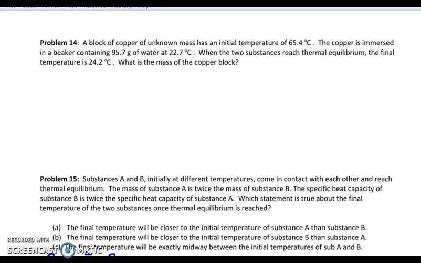Okay, problem number 14 says a block of copper of unknown mass has an initial temperature of 65.4. The copper was put in some water containing 95.7 grams of water at 22. When the two substances reach thermal equilibrium, the final temperature is 24.2. What's the mass of the copper block? Notice once again, I have 2 things in contact with one another. The copper is at a higher temperature, the water is at a lower temperature.